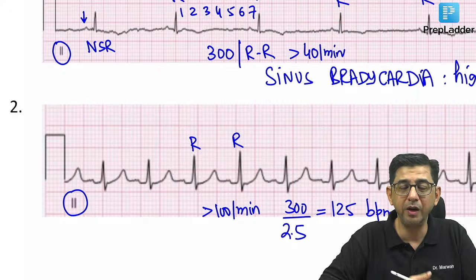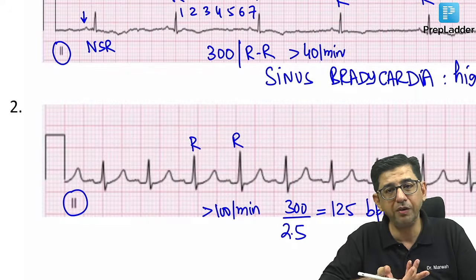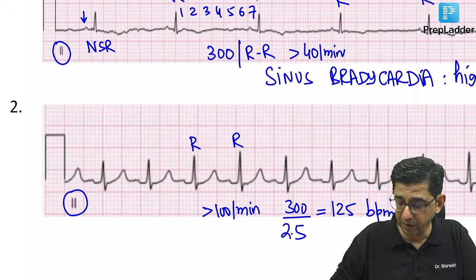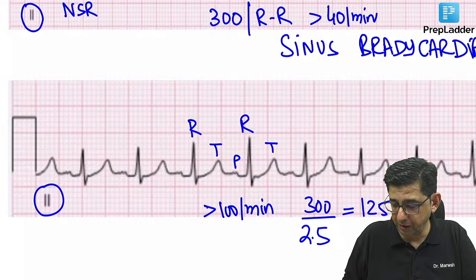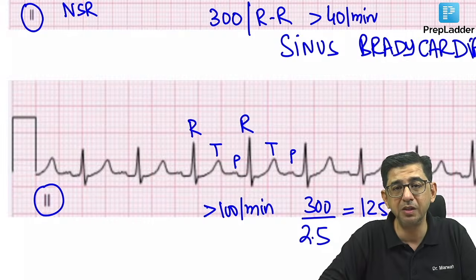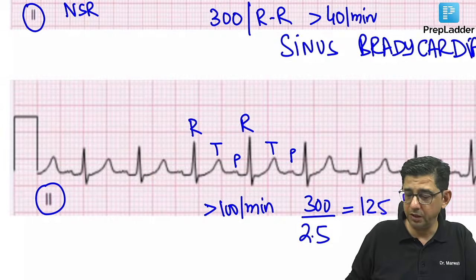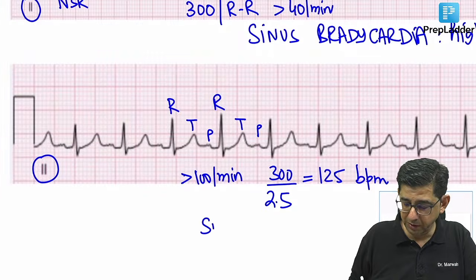In PSVT, you either have retrograde P waves, or you might have a hidden P wave. But if you check the ECG here, you can see the T and the P wave separately, because the T and the P waves are visible separately. So this is not a PSVT. Your answer in this particular case would be sinus tachycardia.